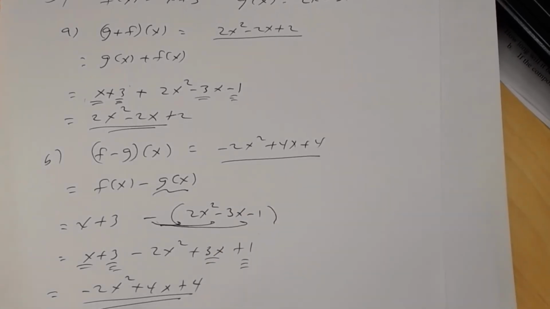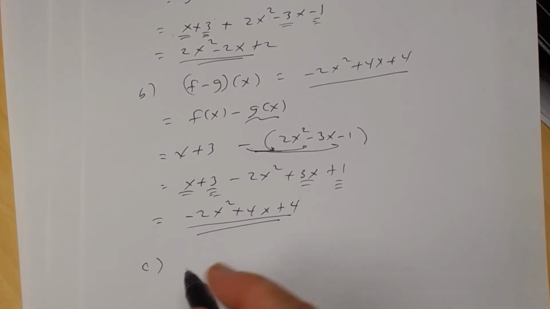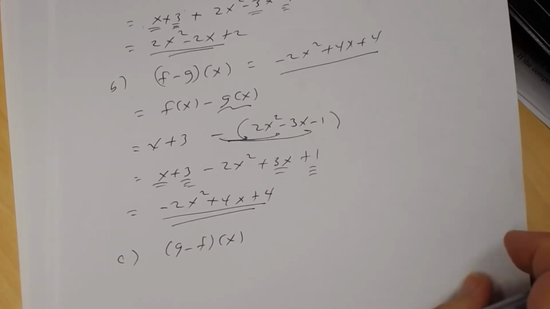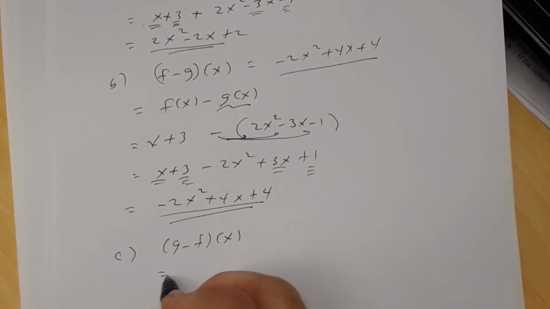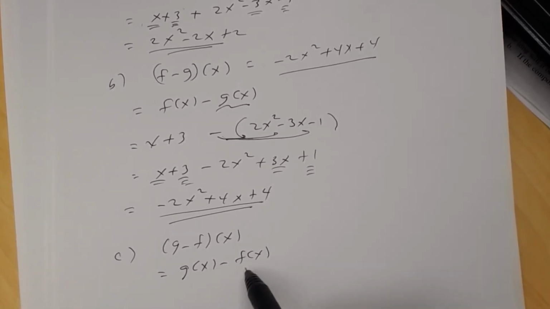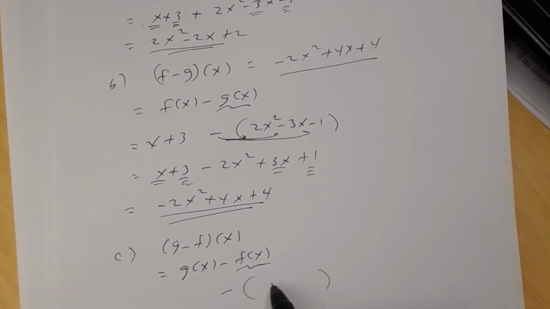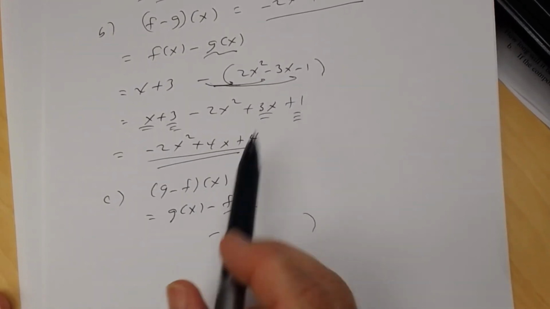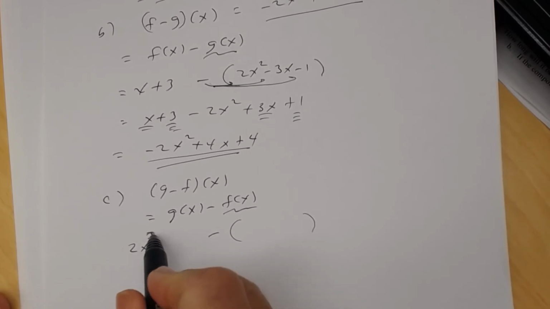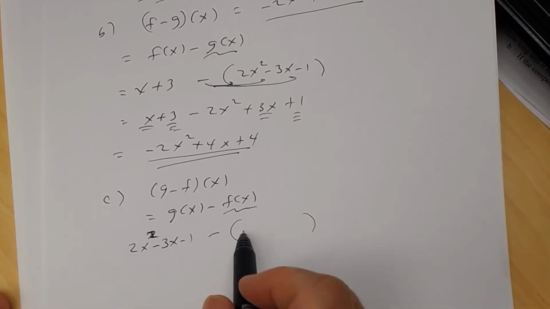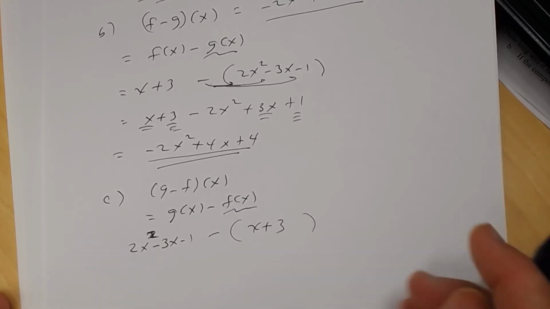Okay? And let's say for C, I had g minus f at x. Well, by definition, that is g of x minus f of x. Again, I don't need parentheses here, but I do need them here. Remember that you're subtracting this function, so you need parentheses because you're subtracting all these terms. G of x is 2x squared minus 3x minus 1. But I'm subtracting f of x, which remember was x plus 3.